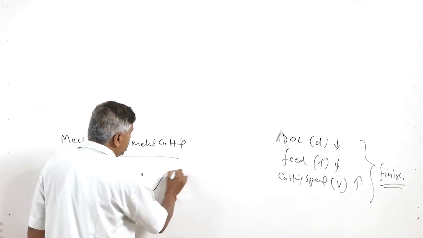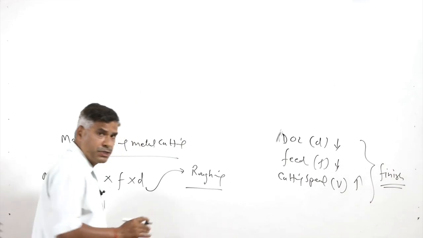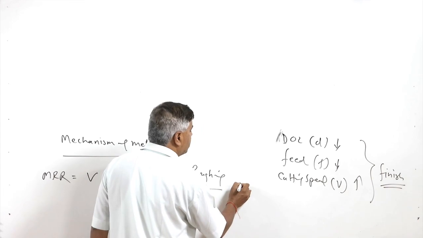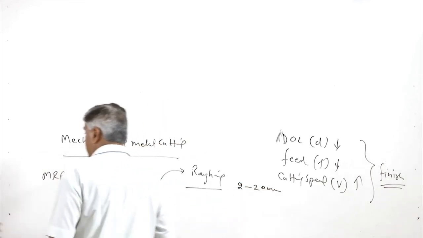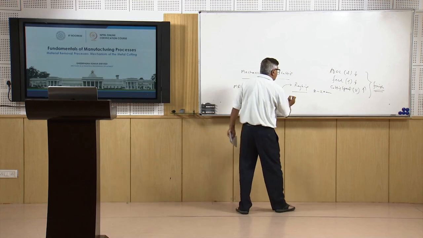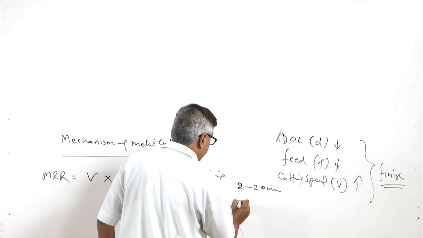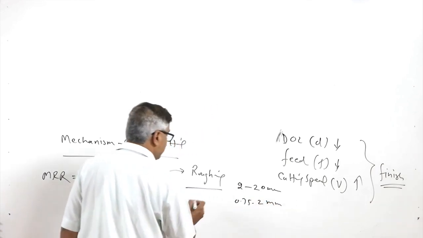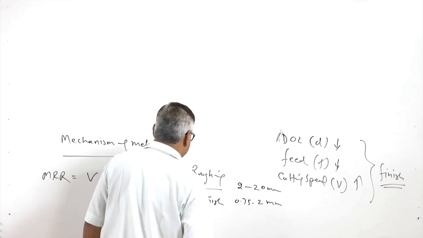Normally, for roughing operations, when a large amount of material is to be removed, a very high depth of cut may be given, ranging from 2 to 20 mm, while for finishing purposes its value is normally limited, and a depth of cut of 0.75 to 2 mm is given. So, for finishing purposes a very fine depth of cut is given.